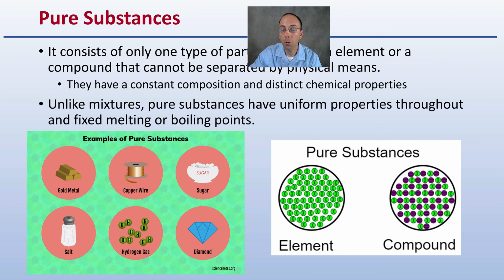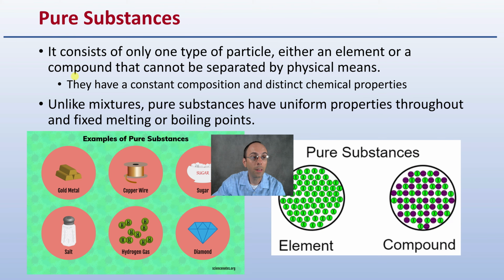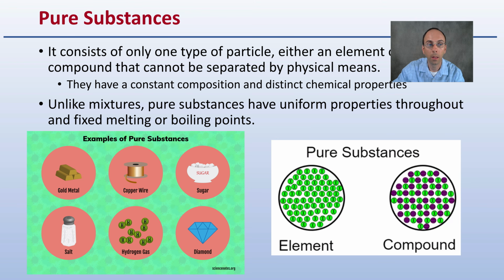Then we get into pure substances. A pure substance consists of only one type of particle, either an element or a compound, that cannot be separated by physical means. They have consistent composition and distinct chemical properties. Unlike mixtures, pure substances have uniform properties throughout and fixed melting or boiling points, however you want to look at it.